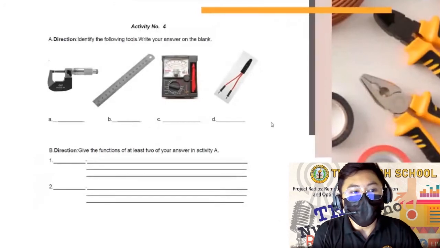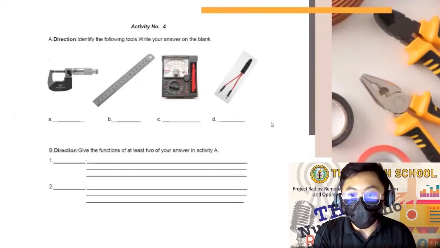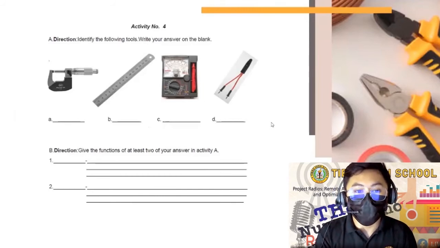Ayan, may dalawang part ito. Yung A is identify the following tools. Write your answer on the blank. Kamukha lang ito nung activity number 1 pero wala itong choices.